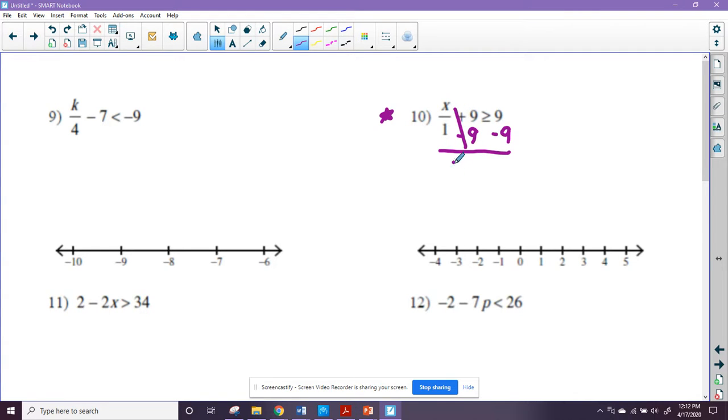Bring down everything else. X over 1 is greater than or equal to 9 minus 9 is 0. Now we have to get x by itself. We have divided by 1. We have to undo that by multiplying both sides by 1. Cancels out our 1's. So we have x is greater than or equal to 0 times 1 is 0. So we'll go down to 0, the closed circle, and graph it to the right. So that was number 10.